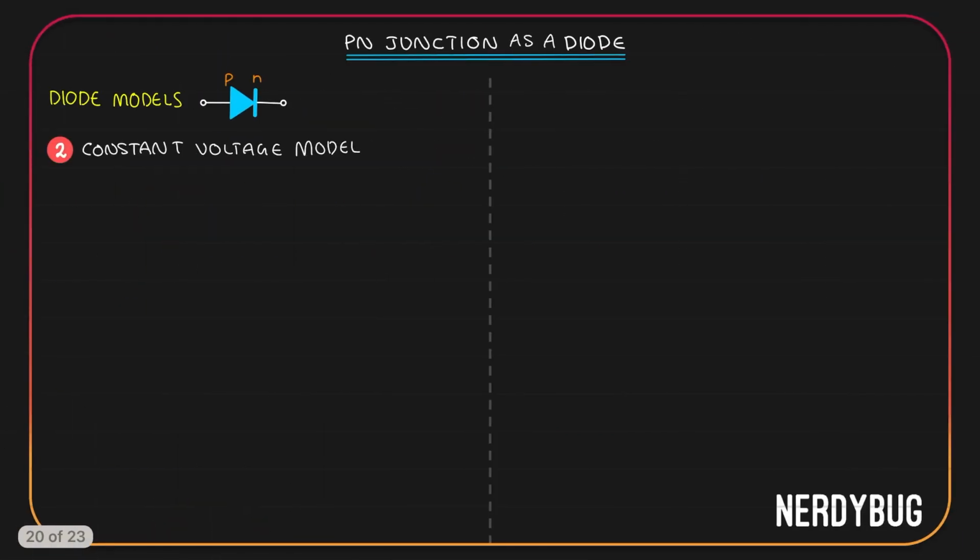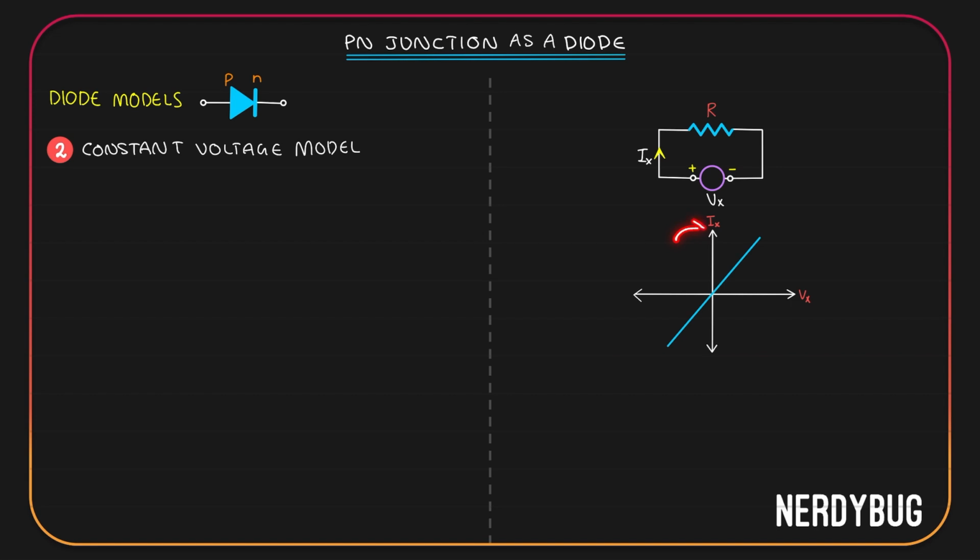Let's go to the next model. It is the constant voltage model. Before we get into that, let us take a resistor and apply a voltage across it. Resistance of my resistor is R and the applied voltage is Vx. Let's take the current flowing through it to be Ix. Now, if I plot the relationship between the current and voltage in this circuit on a graph, taking Ix on the y-axis and Vx on the x-axis, this is how it will look like.